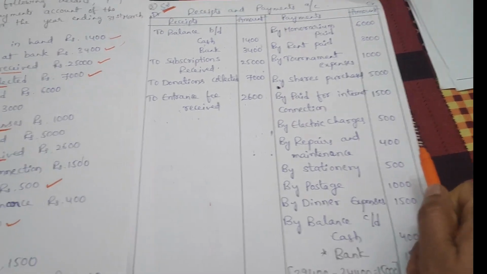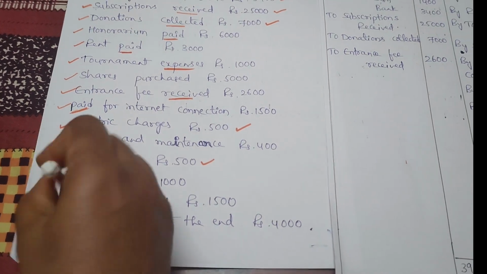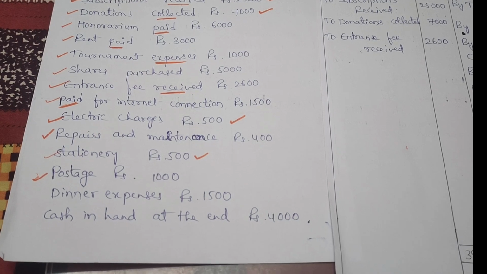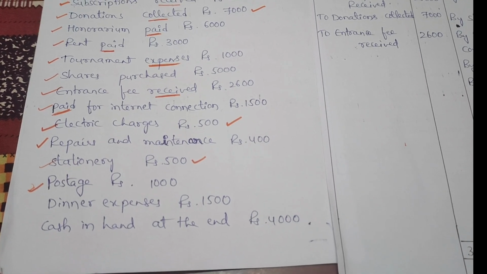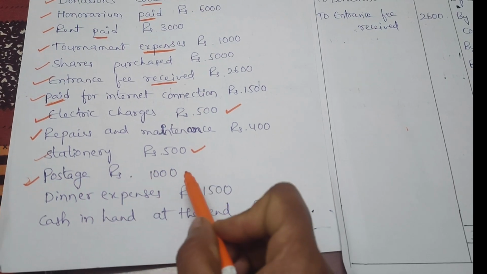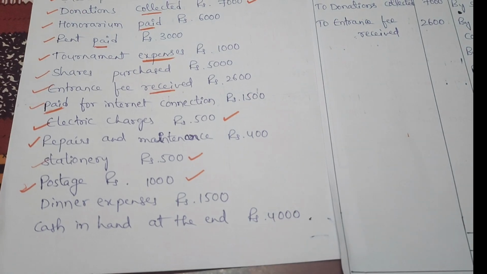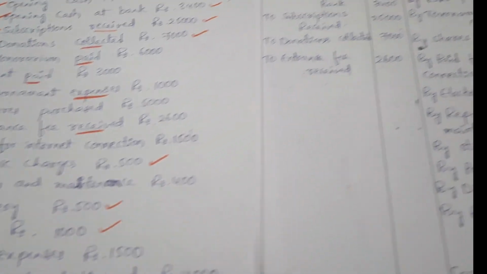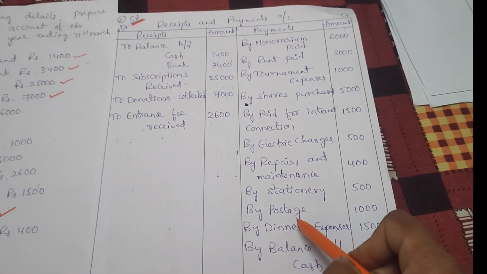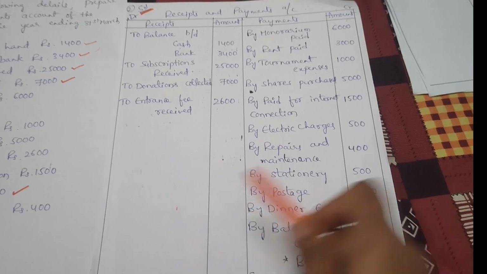Okay. And next one, postage. Postage charges. Postage charges always business pays whenever it purchases any postages. So postage charges will be paid. This is an expenditure or payment. So this 1000 postage we record under credit. You can see here in the receipts and payments account, by postage 1000 rupees.